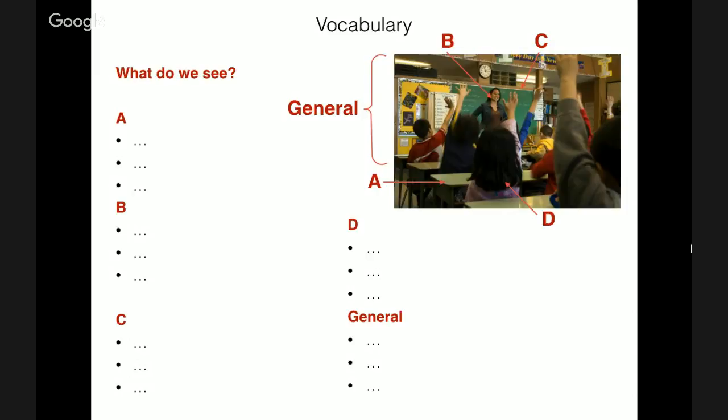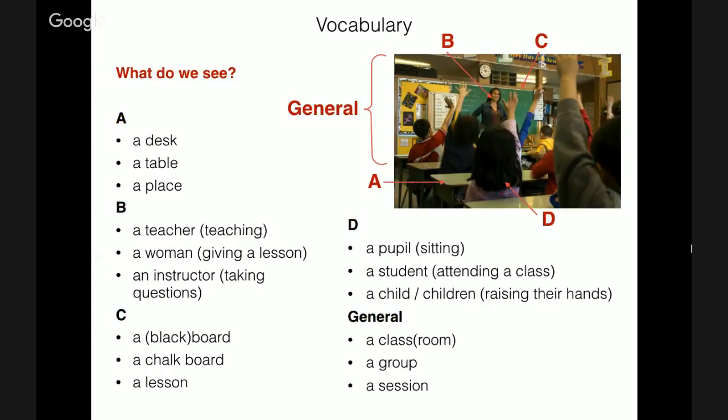Okay, so I'm going to show you the words that I got for these different parts, just to give you an idea. So A, you could easily call this, yeah, a desk, that's clear, a table. It could also be a place. You know, it could be they're sitting in their places, for example. Just means your correct place where you're supposed to be.